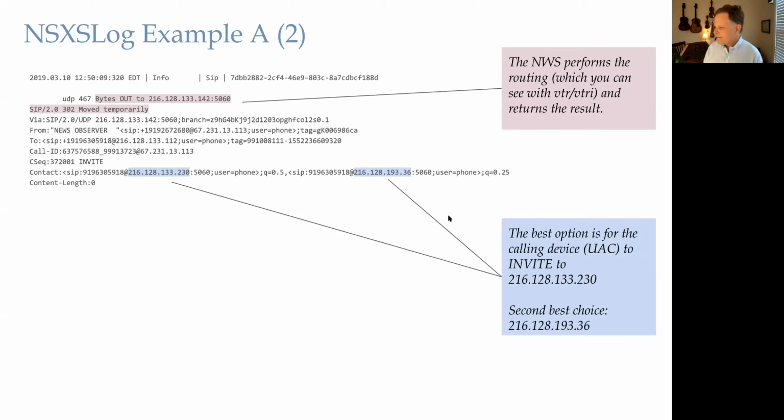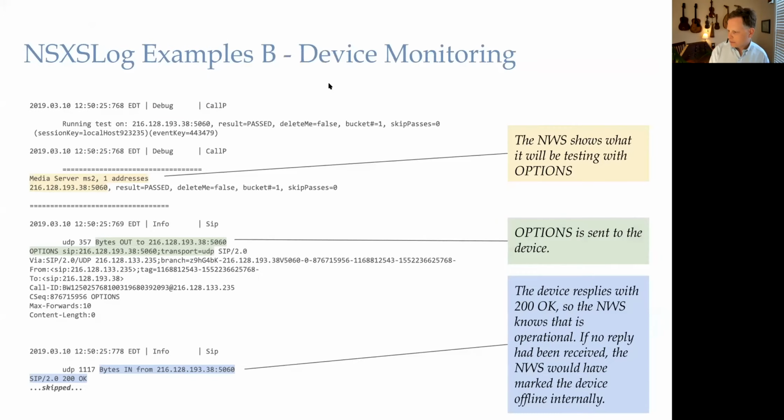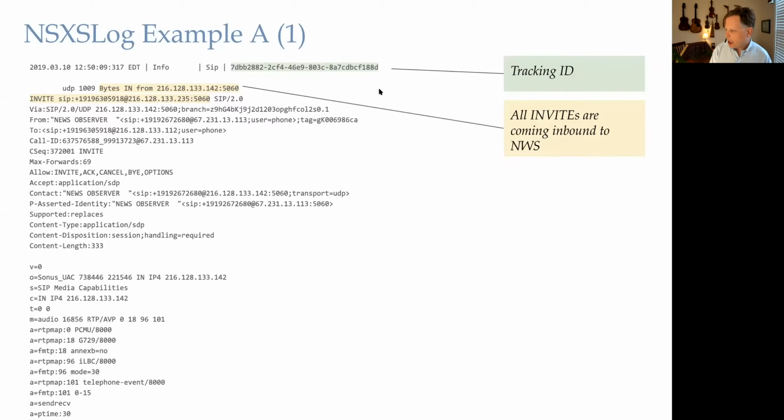So here we see an example from an NSXSLog, and I'm going to go back by one actually. So this is the beginning of it. Here we see the tracking ID in the NSXSLog. We see the incoming invite. And this is this long message here showing how that call came inbound to the network server. It shows all the original signaling data and the way that the numbers were formatted. So it shows that this was an attempt to call 919-630-5918.